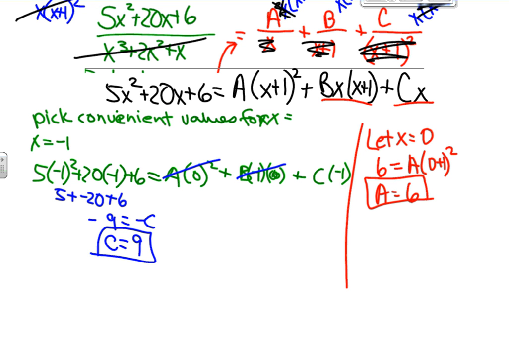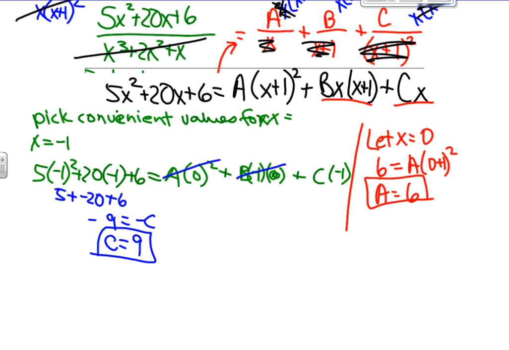Any thoughts on how I can figure out what b is? Do you agree that there's no other convenient value for x that would make things drop out and give zeros or whatever? So there's nothing else convenient. But right now I do know what a and c are.